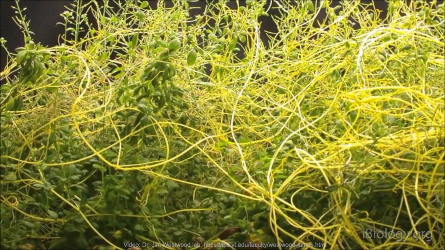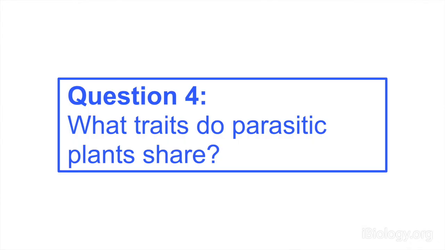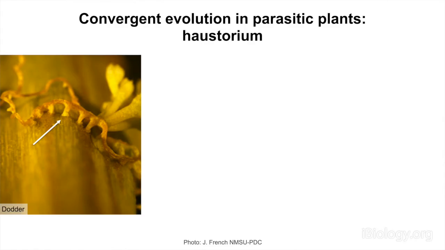Now we've started to address this question already, but pause your video for a minute and ask yourself what traits parasitic plants share. Besides the ones we've discussed already, can you make hypotheses about other traits that parasitic plants might have in common? Well, we've already talked about the invasive haustorium, and it turns out that parasitic plants from different groups have, in some cases, convergently evolved reduced or absent structures like leaves and roots, and have convergently lost photosynthesis.